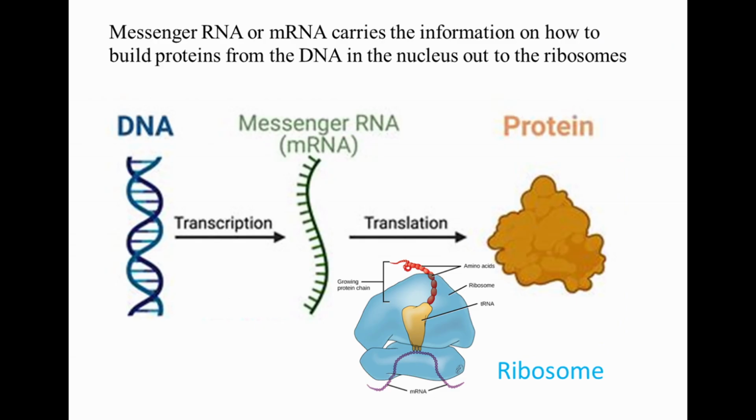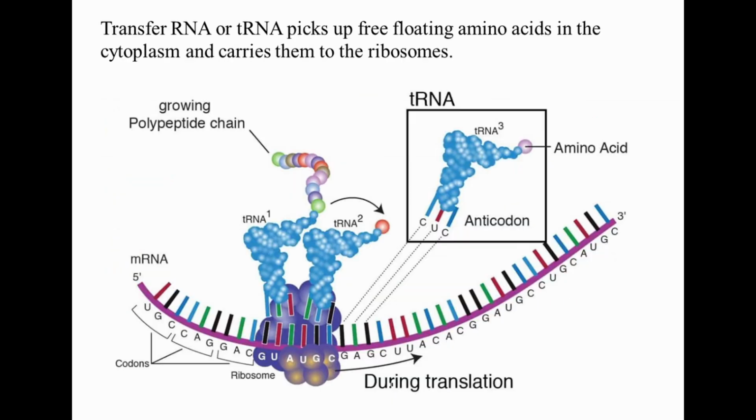Messenger RNA, or mRNA, carries the information on how to build proteins from the DNA in the nucleus out to the ribosomes in the cell cytoplasm or attached to the rough endoplasmic reticulum. Transfer RNA, or tRNA, picks up free-floating amino acids in the cytoplasm and carries them to the ribosomes, where the amino acids will be assembled into proteins per instructions carried by the mRNA.